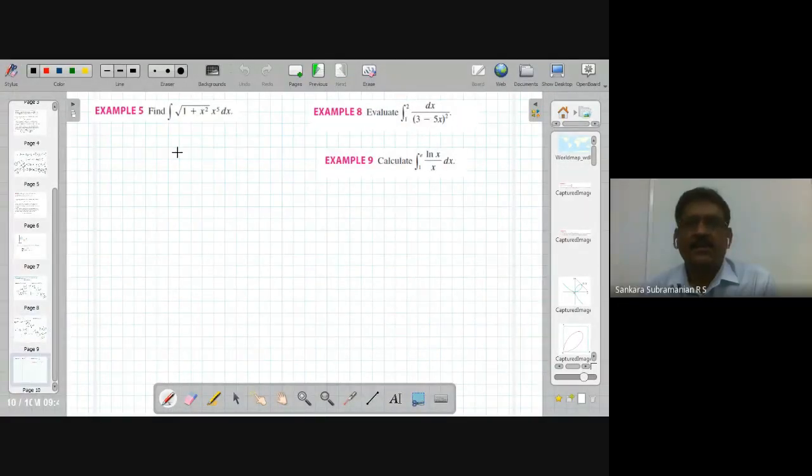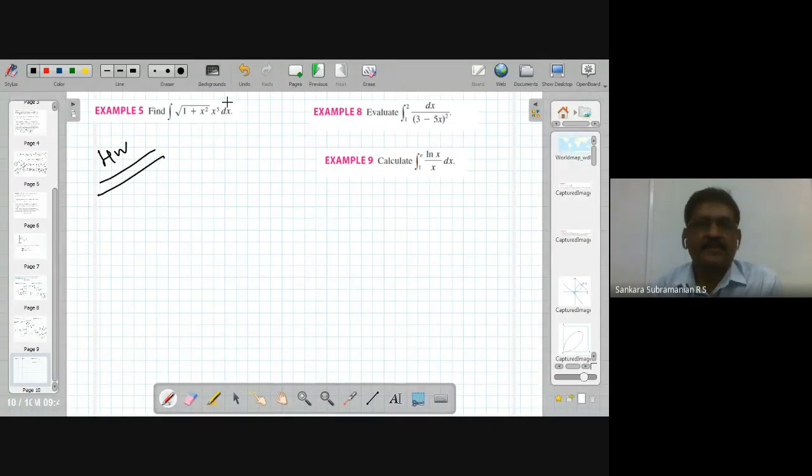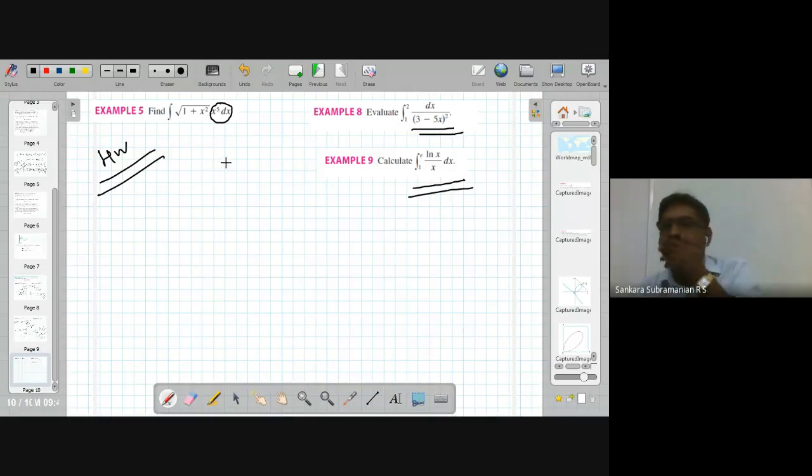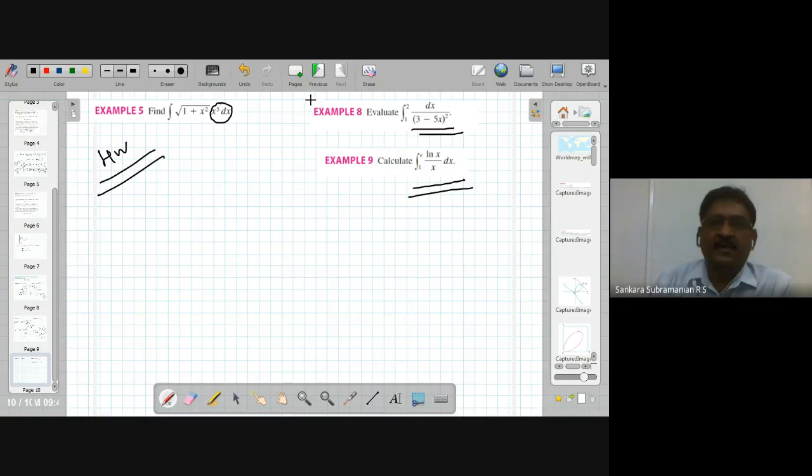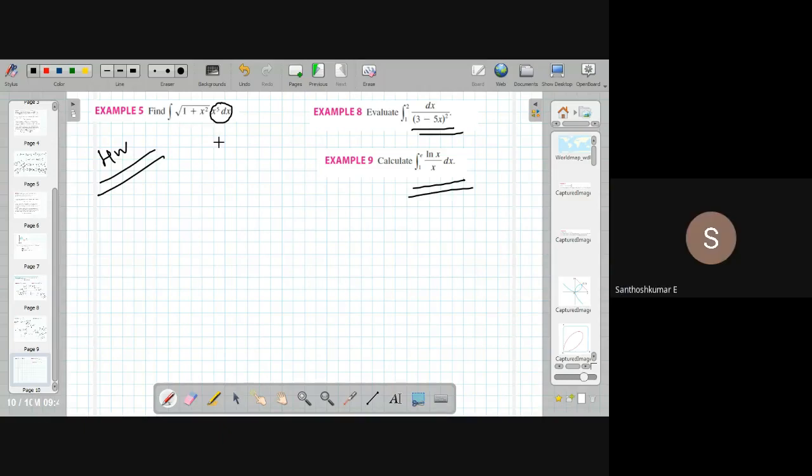The problem that you have as homework, please take down. Evaluate the integral of x power 5 dx over root of 1 plus x square. If you cannot do it, we can have it in the afternoon session also. Writing x in terms of u.